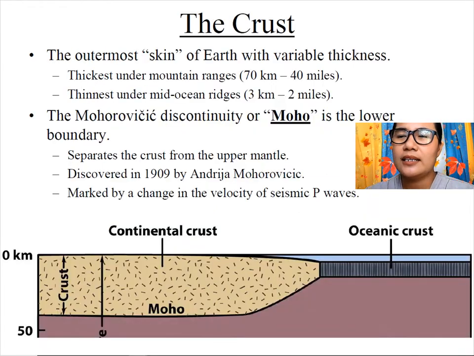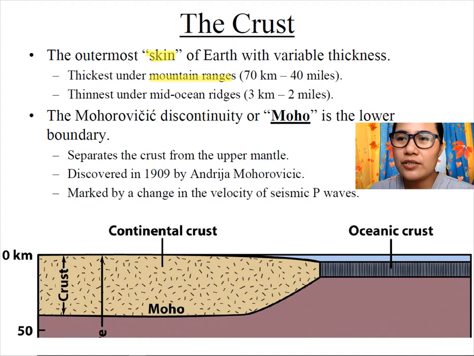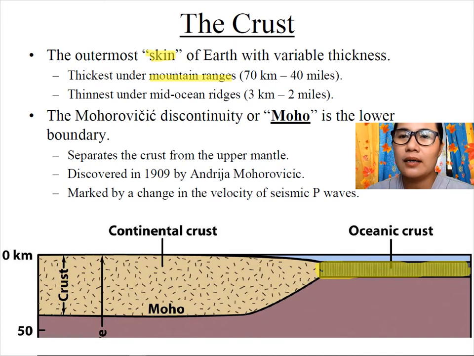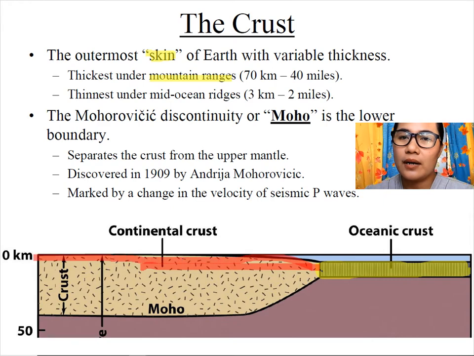The crust. It is called the skin of the Earth. It is the outermost layer of the Earth. So, naa siyay baga nga part, especially kung naa'y mga mountain ranges. Unya, naa siyay nipis nga part, especially kanang naa sa mga ocean ridges. Next, if you see the picture here, si oceanic crust kani siyang color gray, nipis ra gyud siya. Naa sa babaw niya ang tubig, ang ocean. Si continental crust, baga pud kaayo siya.